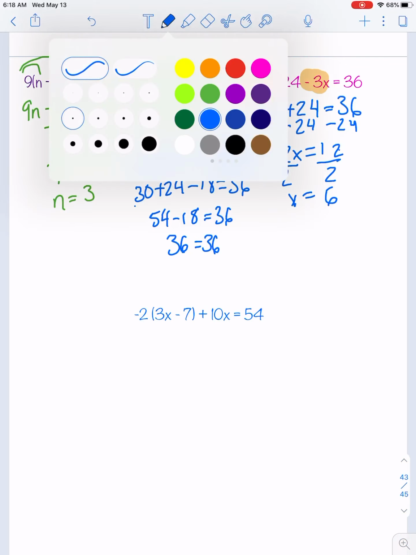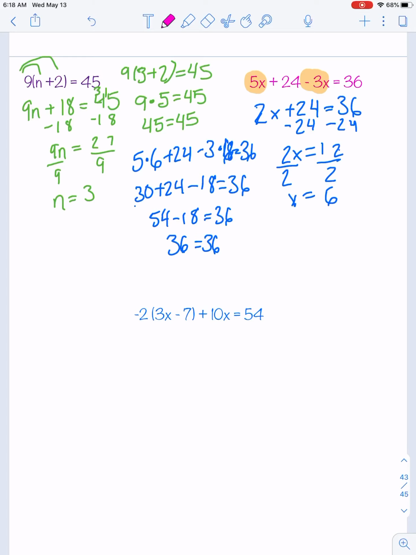And then in my last example, we have a little bit of a combination of both. So first I need to use my distributive property. So I'm going to distribute this negative 2 to both the 3x and to the minus 7. So I take negative 2 times 3, which is negative 6x. Negative 2 times a negative 7 is a positive 14. Plus 10x equals 54. Now I'm going to combine my like terms.